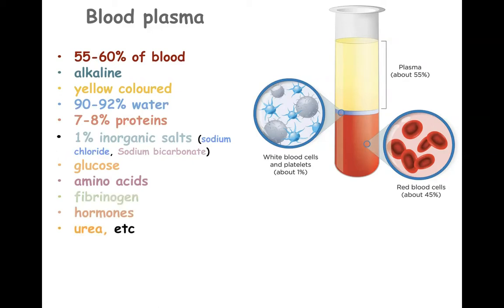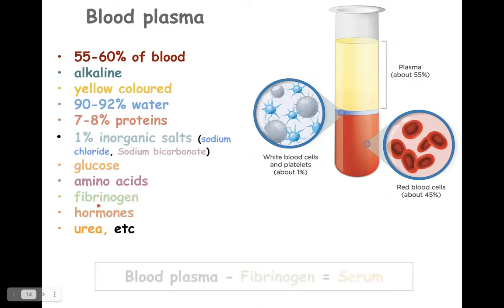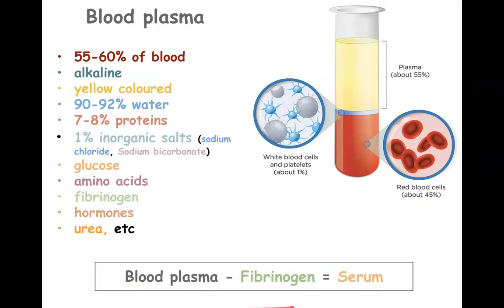Now, fibrinogen is a soluble protein which is responsible for blood clotting. This is a very important protein required in the mechanism of clotting of blood. Blood plasma from which the protein fibrinogen has been removed is called serum. It is this serum which is collected for vaccination purposes. So we will be studying about serum later on also.